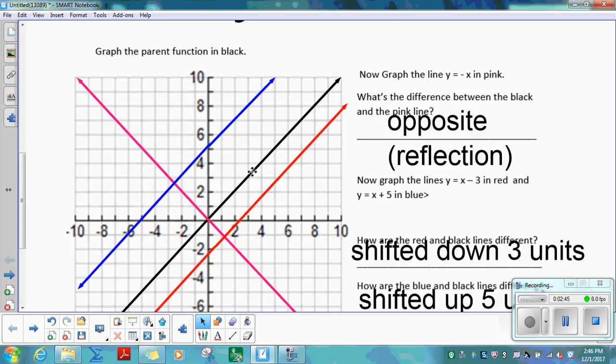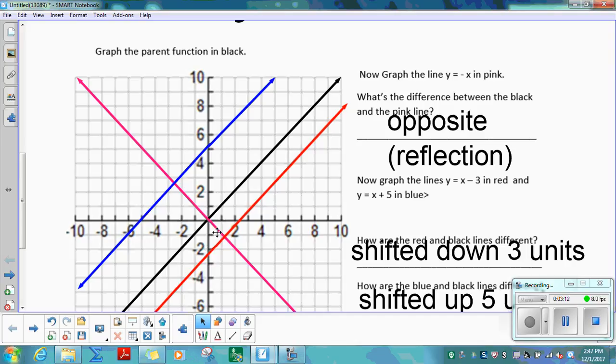The next thing we needed to do was graph the red and blue line. So red is y equals x minus 3, and the blue is y equals x plus 5. Now compared to the black line, we're always comparing it to our parent function unless it tells us otherwise. Okay? Comparing the red and the black line, they have the same slope. They're parallel to each other. However, the red starts at a different y-intercept.